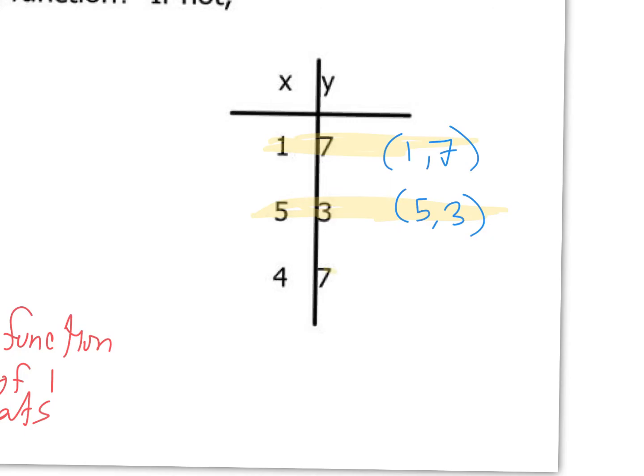This one says we're doing the ordered pair 4, 7. Now, at this stage of the game, some people will say this is not a function because I got these guys right here. They're the same, they match, so therefore it's not a function.